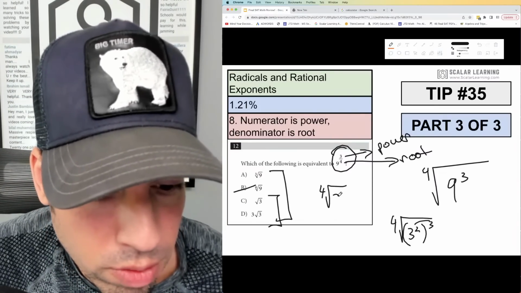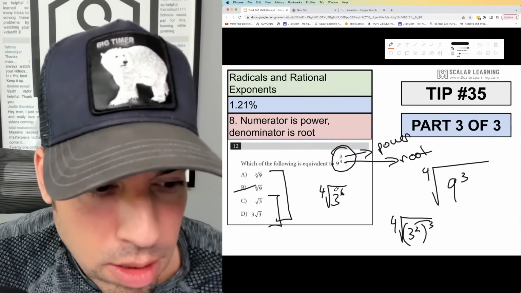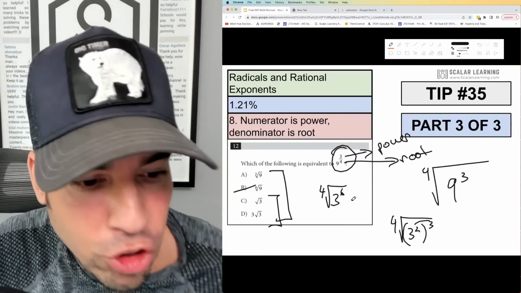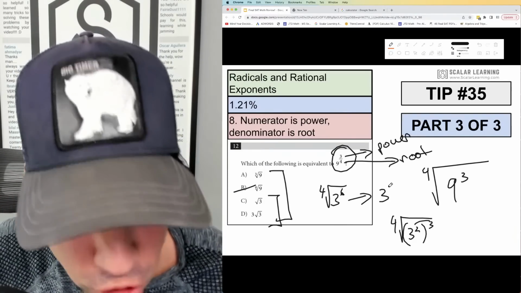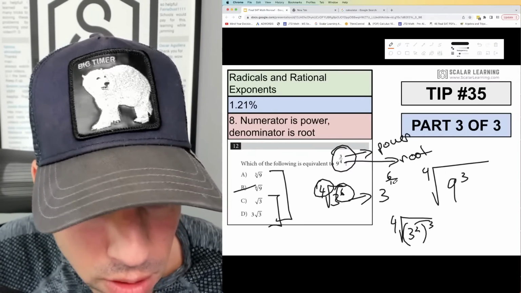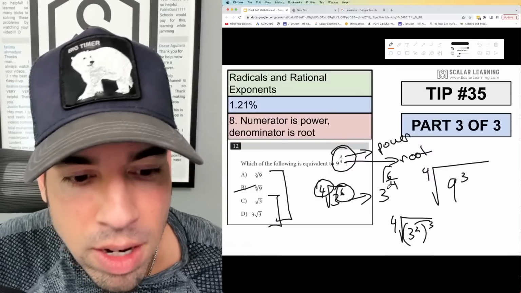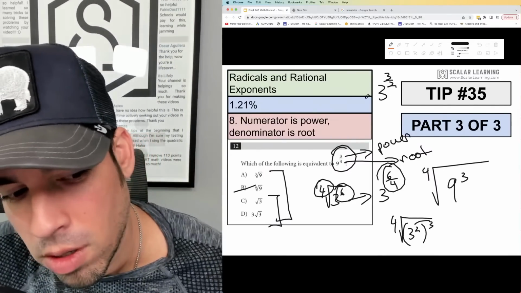4th root of 3 to the 2 times 3, which is 6. And now I can actually rewrite this again as a rational exponent, as 6 over 4. So now look at this. I got this nicely simplified. And then I can simplify the fraction, 3 to the 3 over 2.